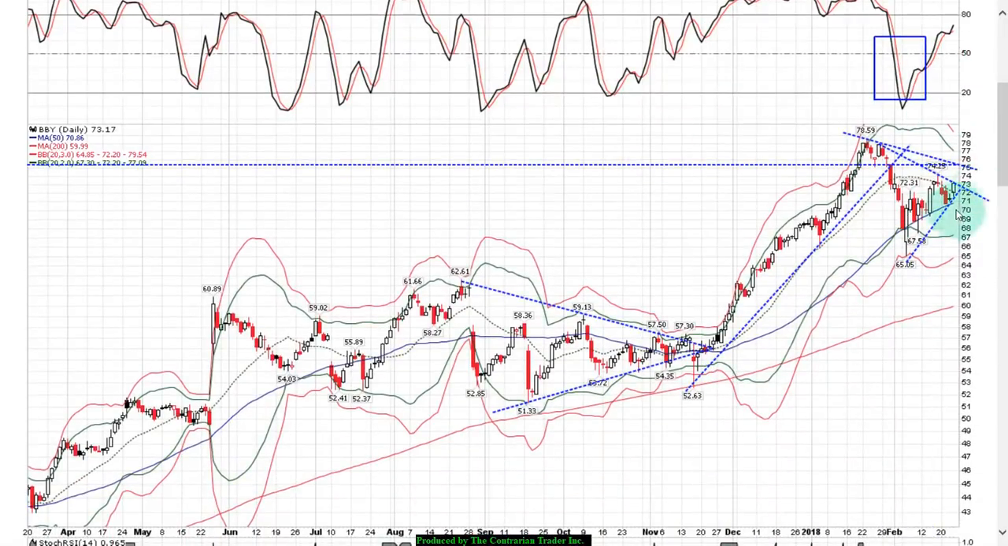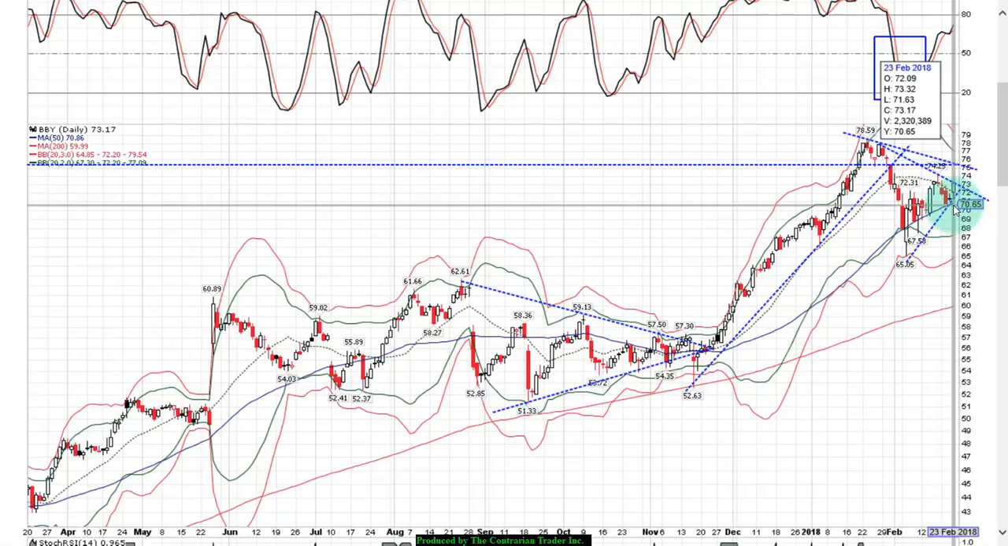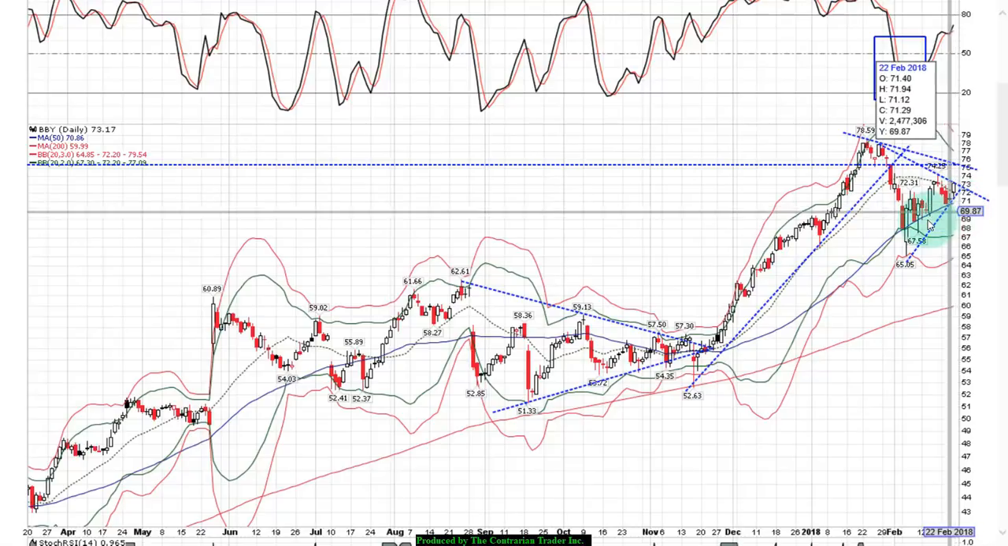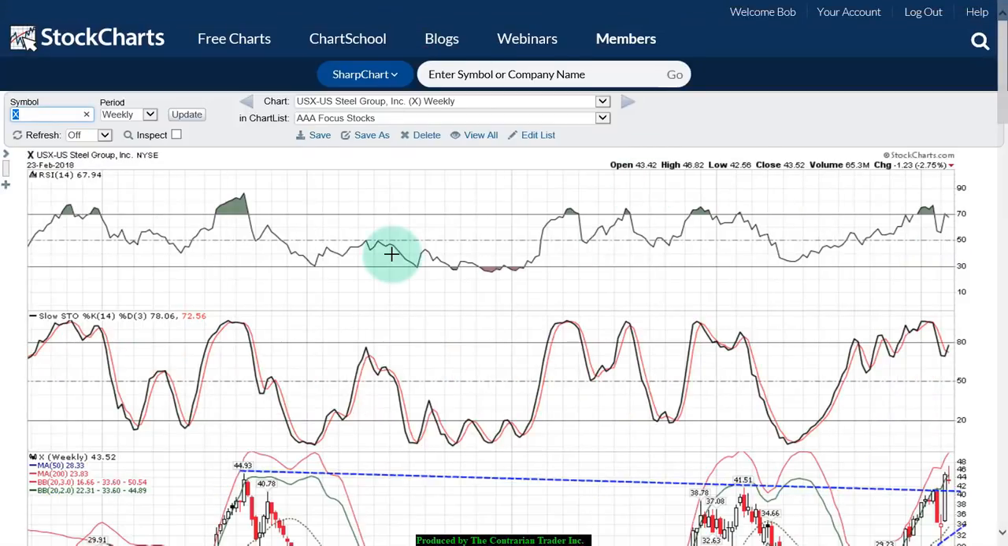Where would I stop out? On a close below this lower band of support, which is at, let's call it 71.55.